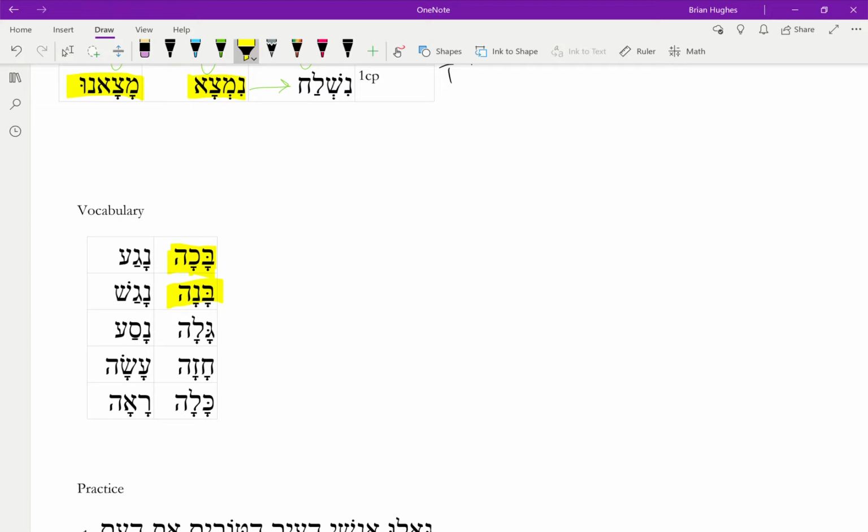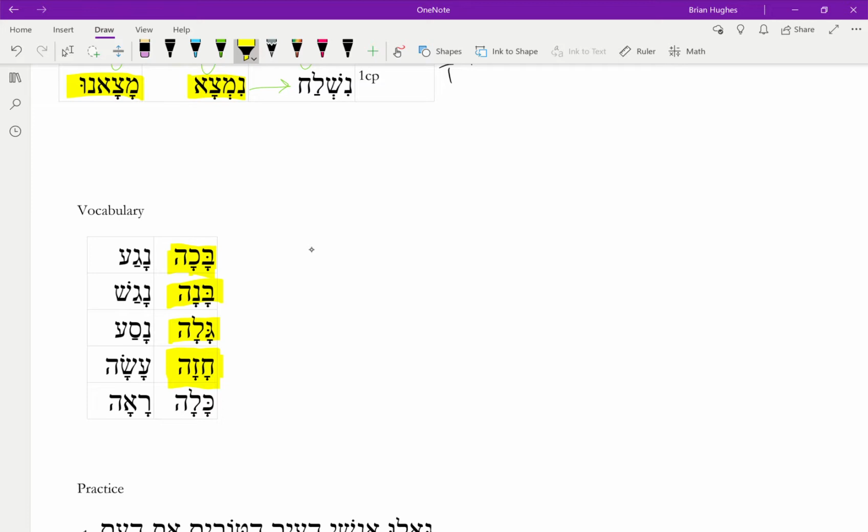Bana is to build. Gala is to reveal or go away. Chaza is to see a vision. You could use chaza as well, but those would probably be confusing. So gala is to reveal or go away. Chaza is to see a vision. This word happens in the prophets a lot, where some of the oracles of the prophets are actually called a vision. And I believe Isaiah 1:1 calls it the vision of Isaiah ben Amoz.